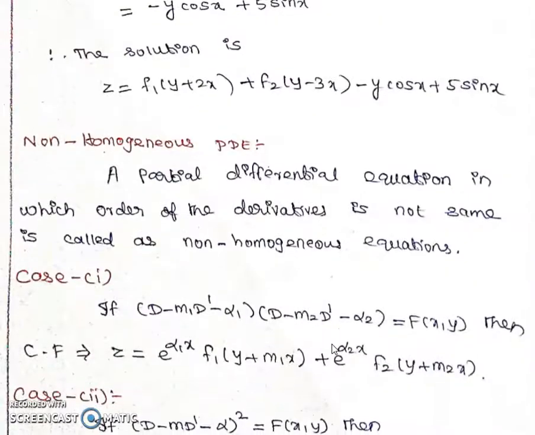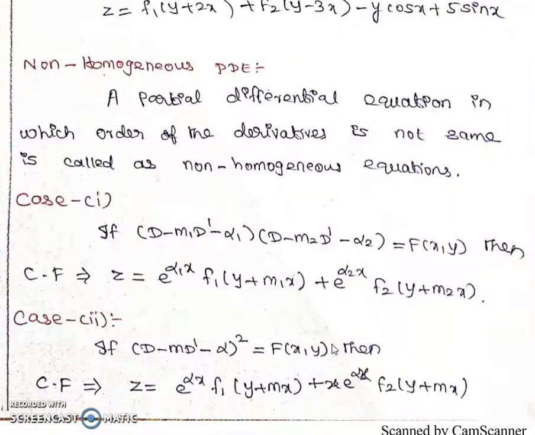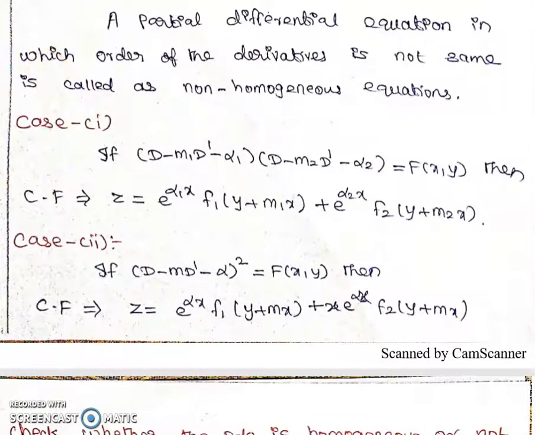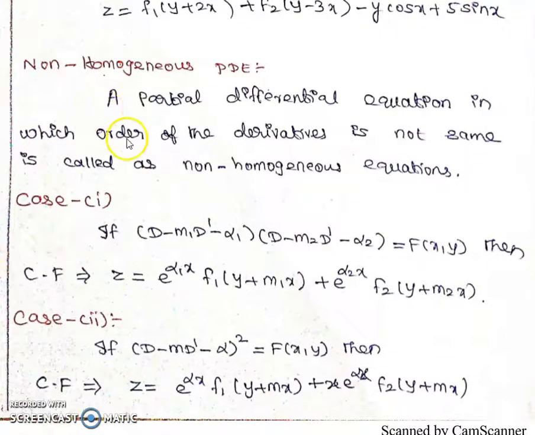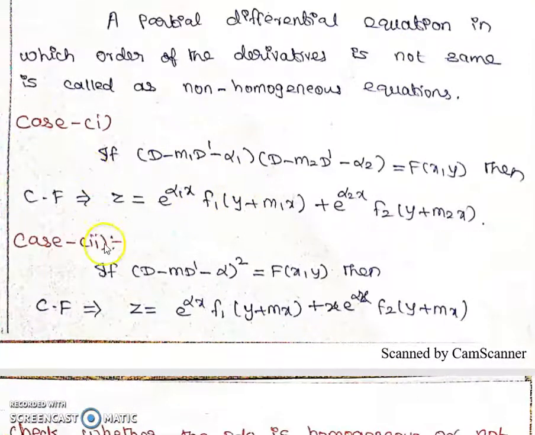Now we are going to the non-homogeneous partial differential equation. A non-homogeneous partial differential equation is one in which the order of the derivatives is not the same. In the homogeneous case, the order of the derivatives is the same; here the order of the derivatives is not the same. Here we have two cases for finding the complementary function.